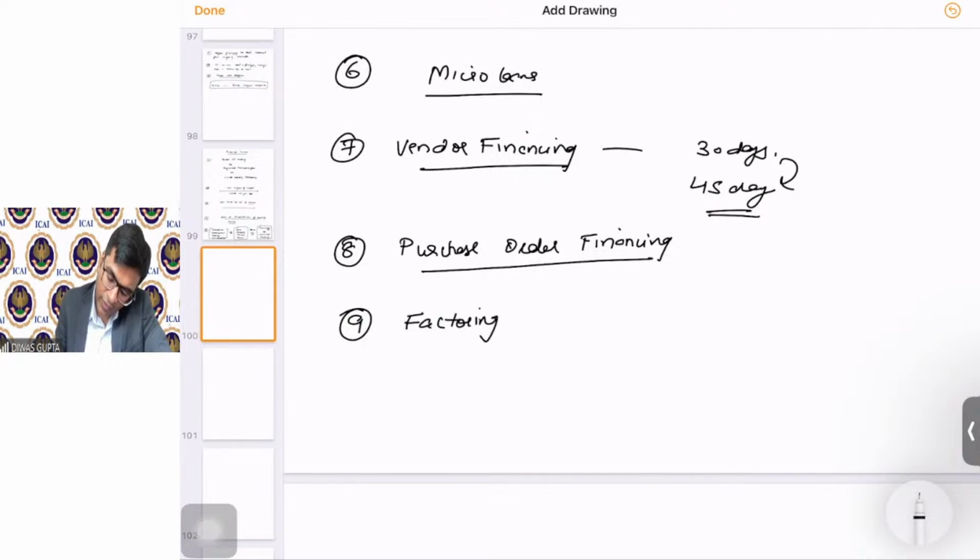Then next one, factoring account receivables.